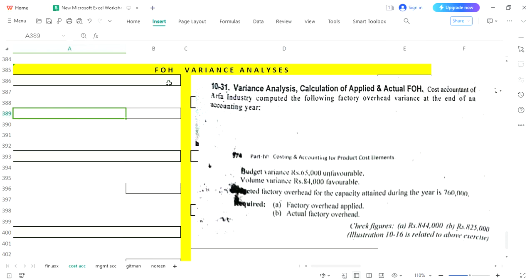Today's target is to solve question number 10.31. Our chapter is 10th, factory overhead variance. We have already solved 12-13 questions and now we are up to 10.31.